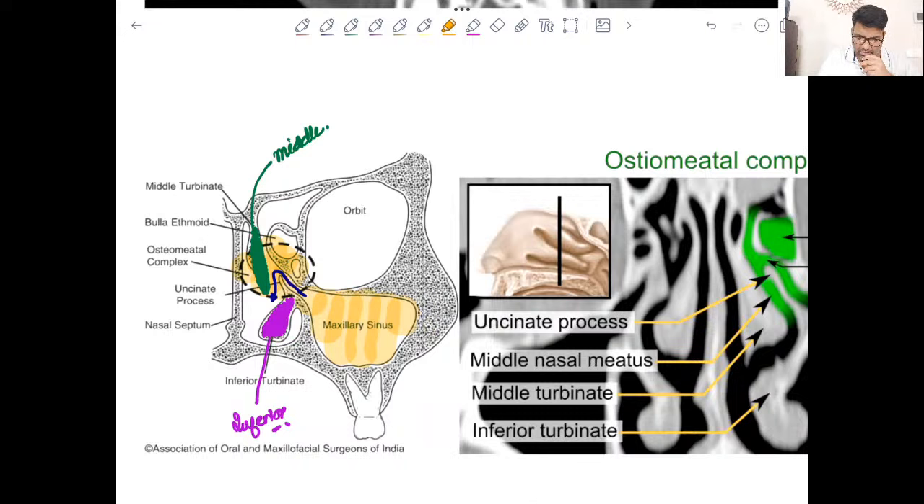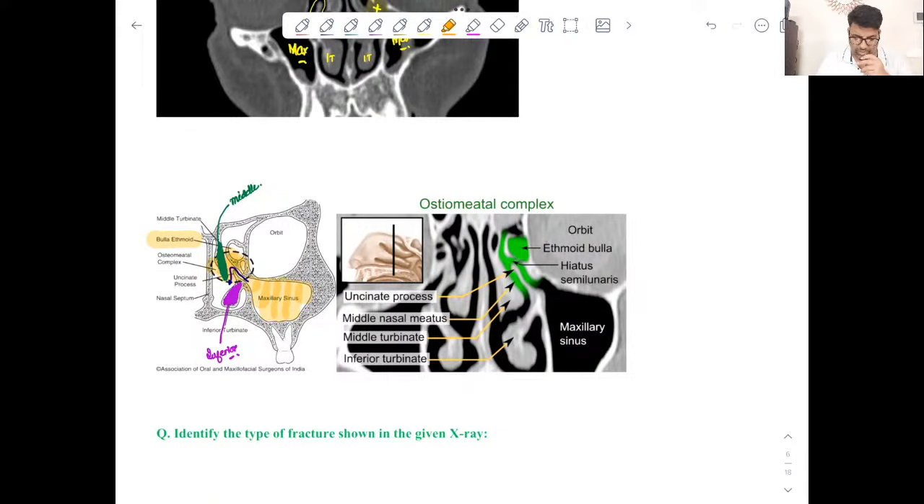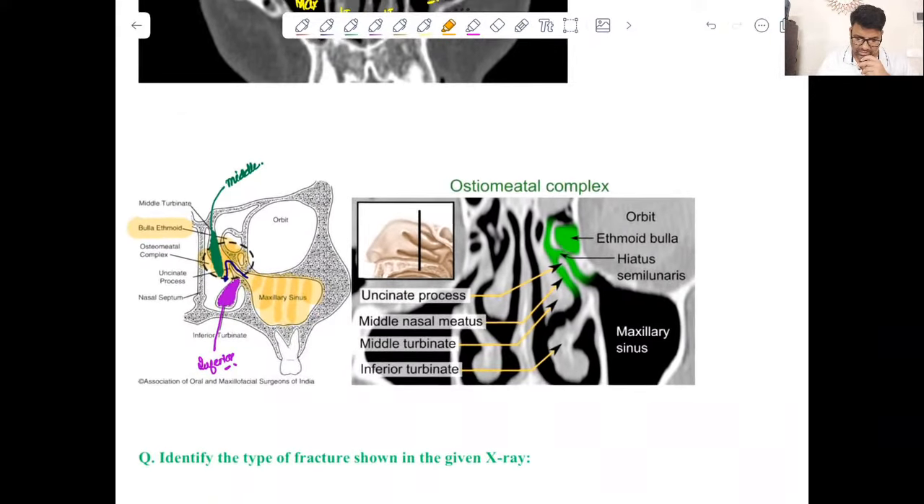Okay, and the hiatus semilunaris, just above that we saw one more projection that is known as bulla ethmoidalis, right? So this is the bulla ethmoidalis, which is lying above the hiatus semilunaris. Okay, so this is the basic assembly in relation to the opening of the maxillary sinus.